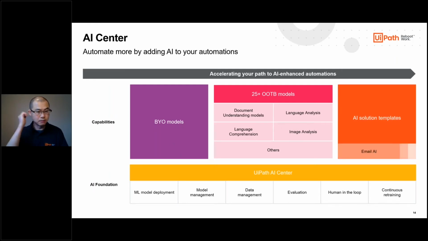And just looking into this a little bit, you can see how AI Center starts with this foundation around machine learning model deployment, model management, and data set management associated with those models, even running evaluation or training pipelines on those models. And of course, having that human in the loop component so your models can continuously learn and be retrained.